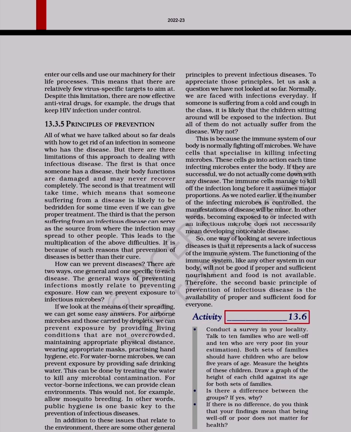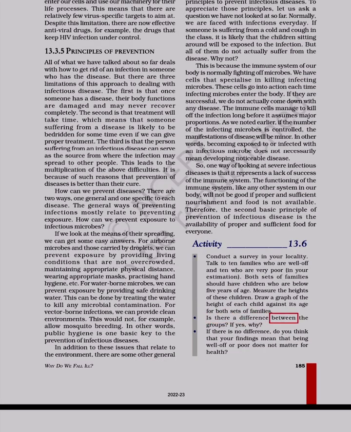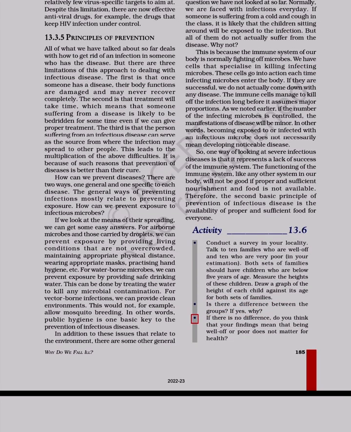Activity 13.6. Conduct a survey in your locality. Talk to 10 families who are well off and 10 who are very poor in your estimation. Both sets of families should have children who are below 5 years of age. Measure the heights of these children. Draw a graph of the height of each child against its age for both sets of families. Is there a difference between the groups? If yes, why? If there is no difference, do you think that your findings mean that being well off or poor does not matter for health?